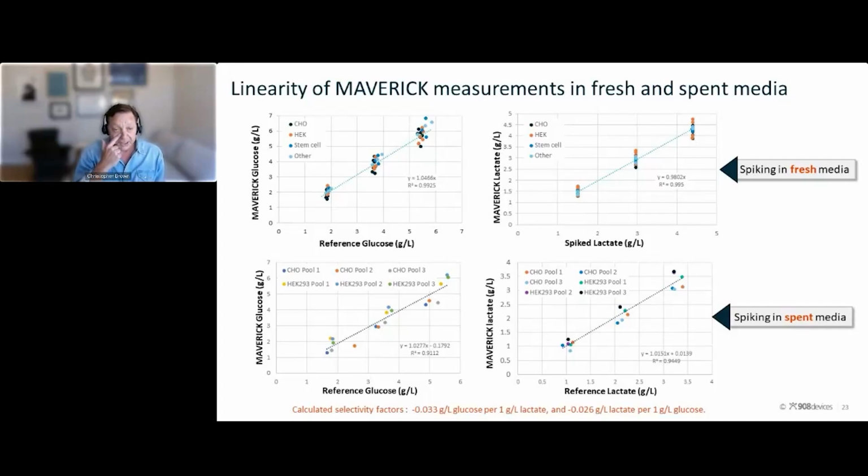Spent media analysis, of course, may have some amount of glucose, some amount of lactate. So once again, a reference analyzer was used to quantify the amount of glucose and lactate that was present and compared to Maverick's reported glucose and lactate. And here again, you see a nice response with a slope that's very, very close to 1, which is excellent, and very good correlation coefficients.